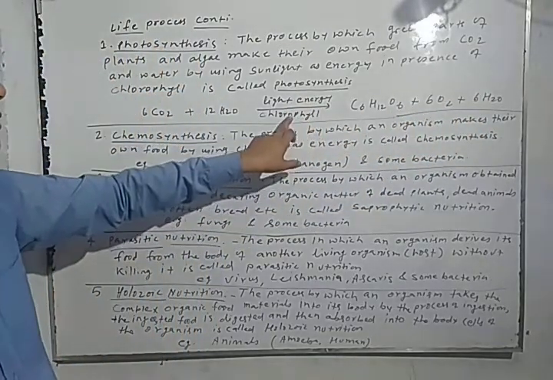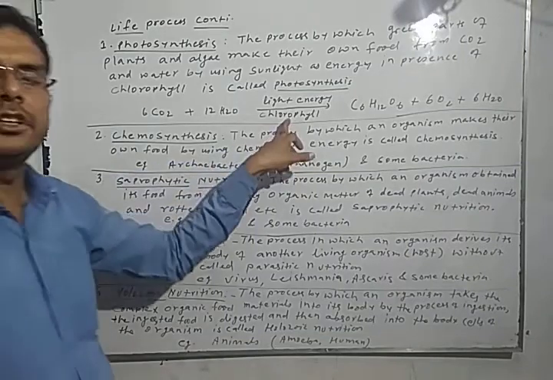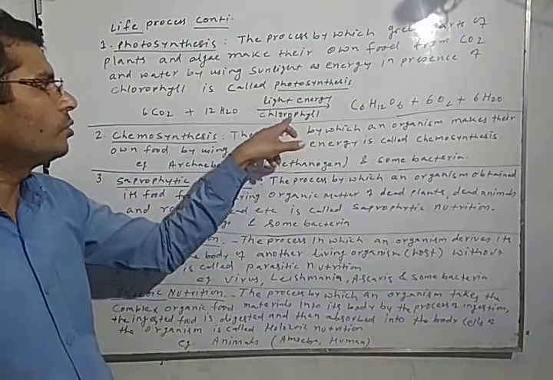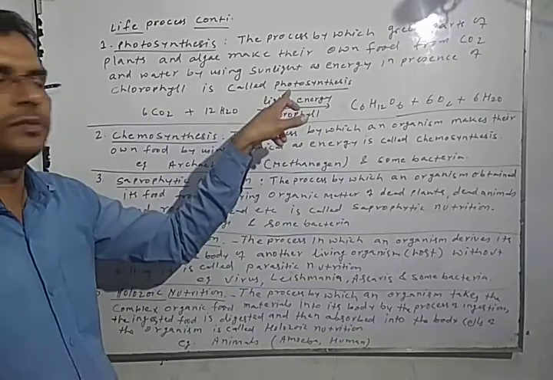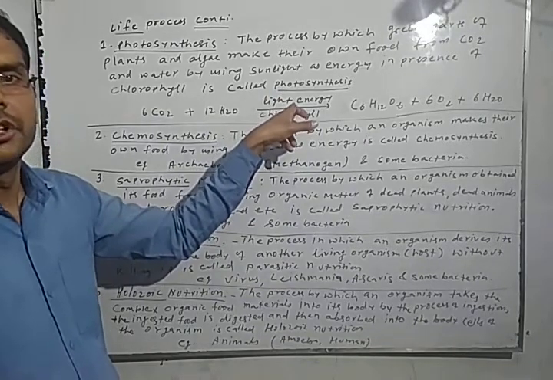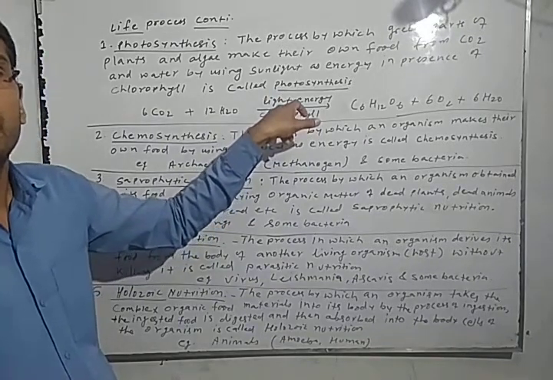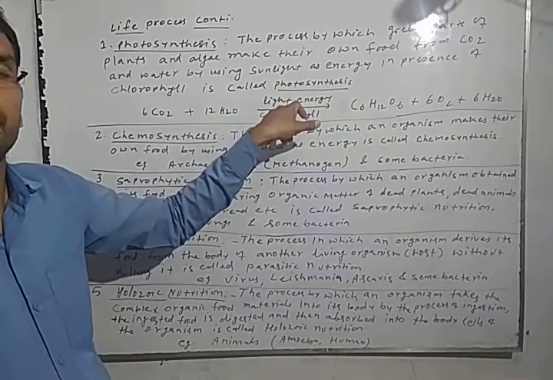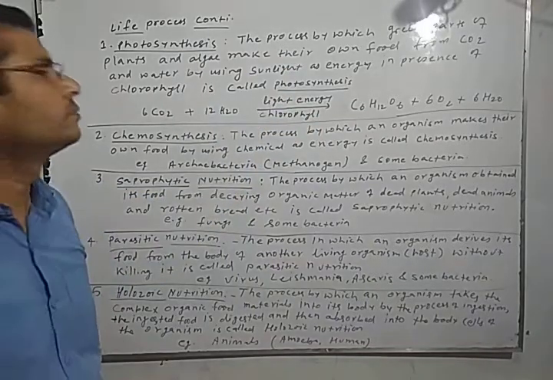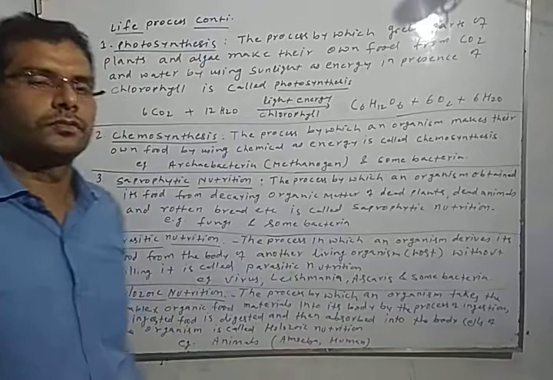Now here the chlorophyll is a green pigment. Chlorophyll has the ability to trap the light energy from any source of white light, such as sunlight, tube light also.